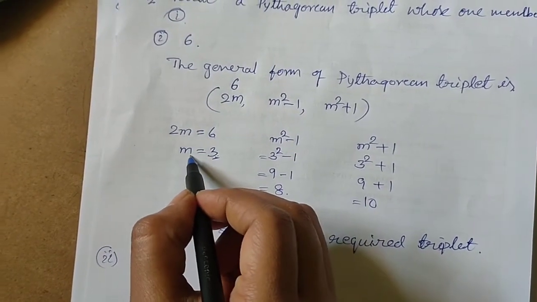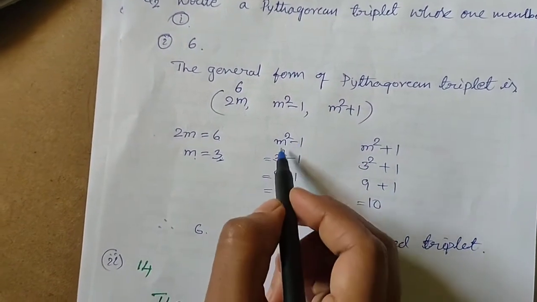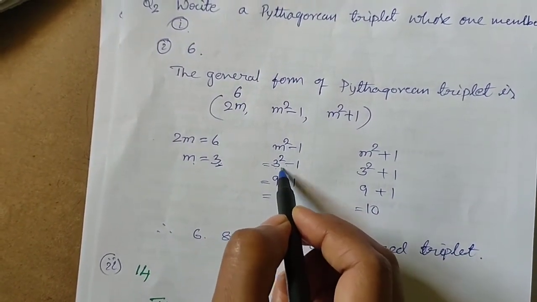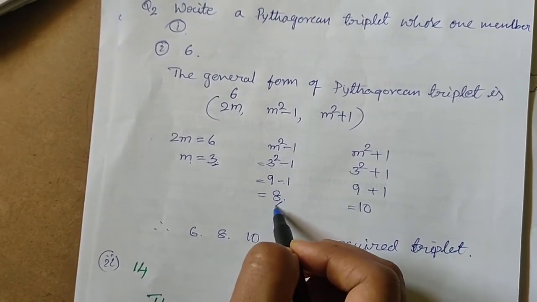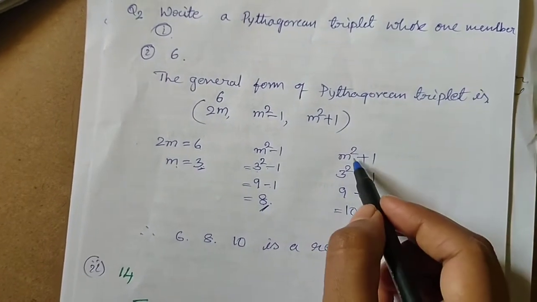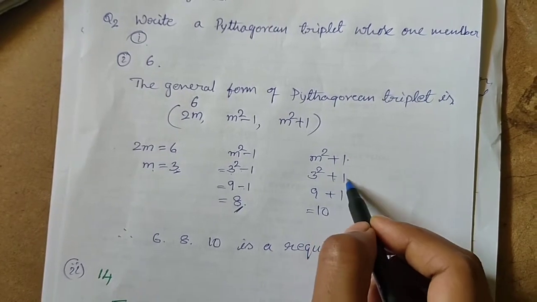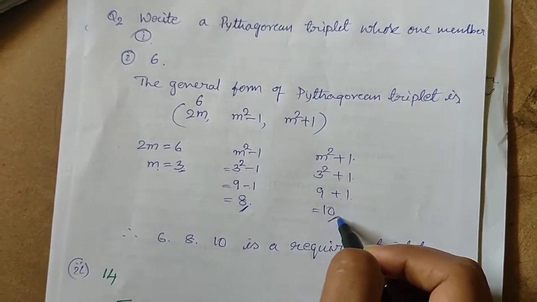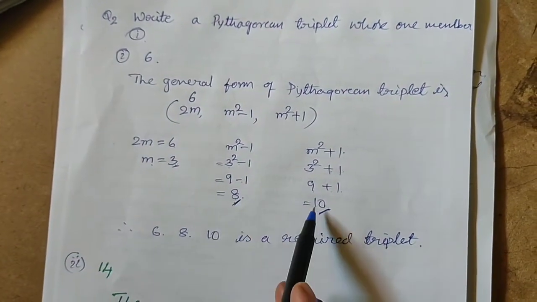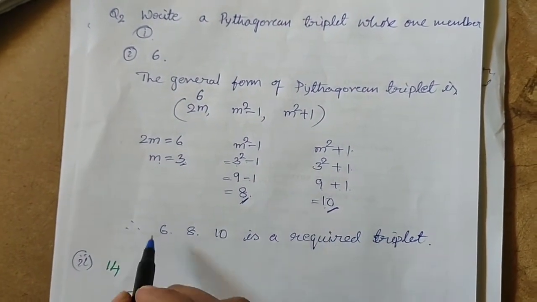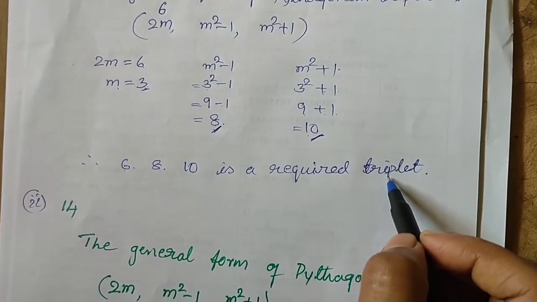So, next put this m value in the next term, that is 3 square minus 1. 3 square is 9 minus 1 is 8. So, the second member is 8. And we go to the third member, that is m square plus 1. 3 square plus 1, 9 plus 1, that is 10. Therefore, the first member is 6, second member is 8 and the third member is 10. So, 6, 8 and 10 is the required Pythagorean triplet.